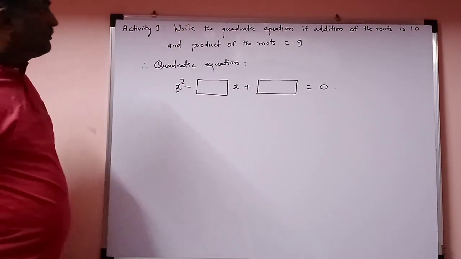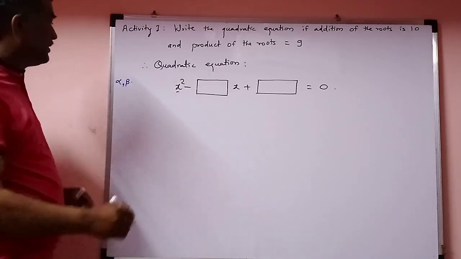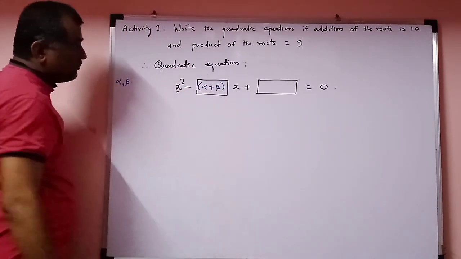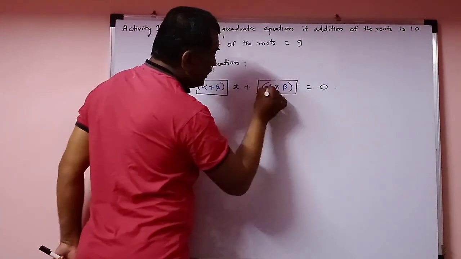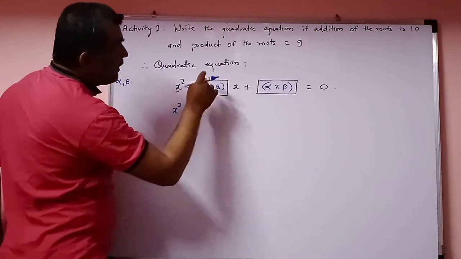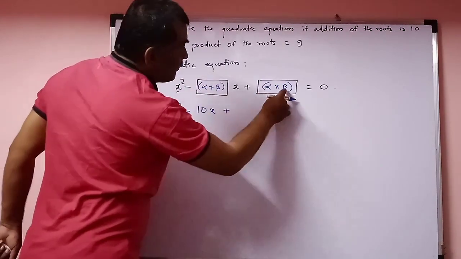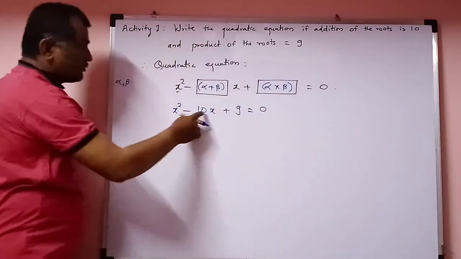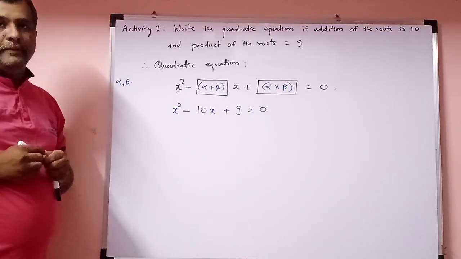If the roots of the given quadratic equation are alpha and beta, then the quadratic equation is x square minus into bracket alpha plus beta, means addition of the roots of a quadratic equation, plus alpha into beta, means product of the roots of a given quadratic equation. x square minus alpha plus beta, addition of the roots is 10x plus product of the roots is 9 is equal to 0. x square minus 10x plus 9 is equal to 0 is the quadratic equation of this activity.